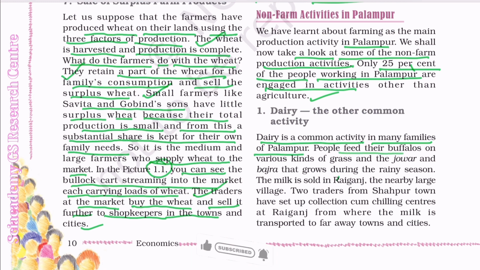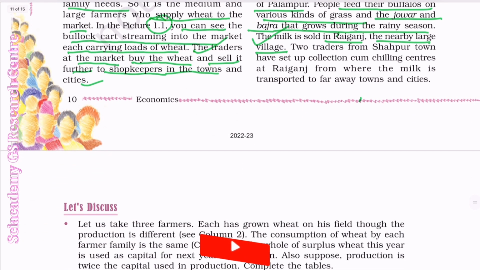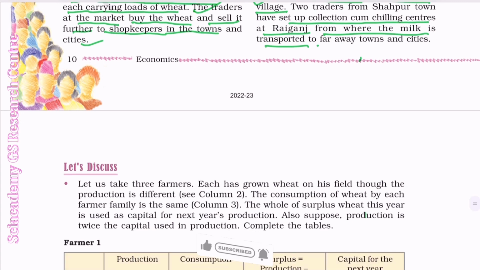People feed their buffalo on various kinds of grass and the jowar and bajra that grows during the rainy season. The milk is sold in Raiganj, the nearby large village. Two traders from Sahpur town have set up collection cum chilling centers at Raiganj from where the milk is transported to faraway towns and cities.